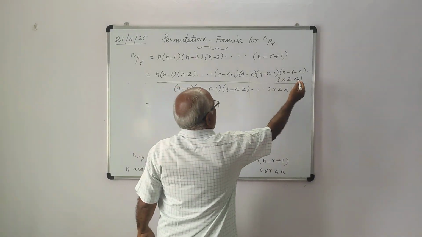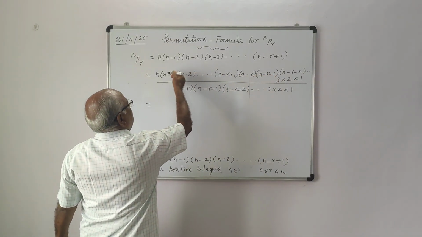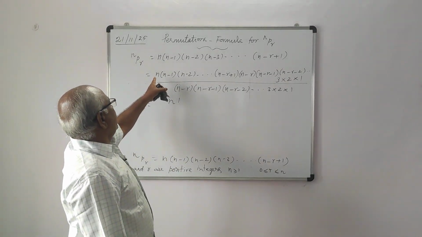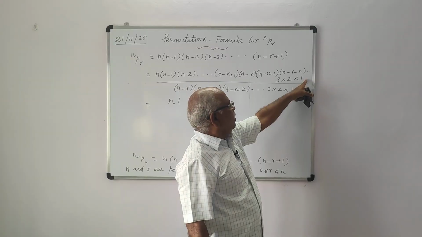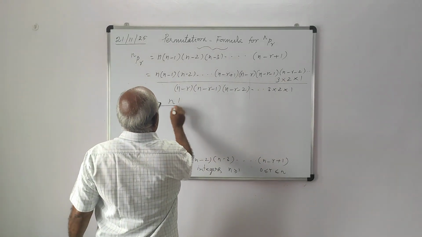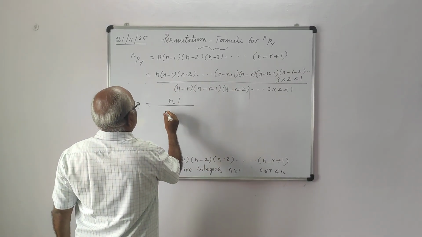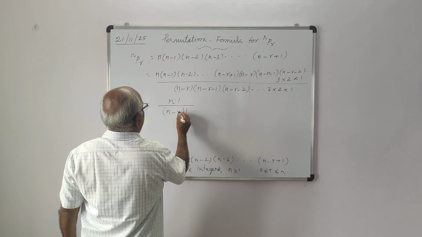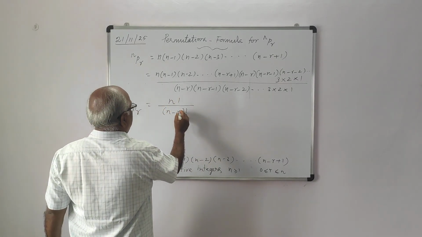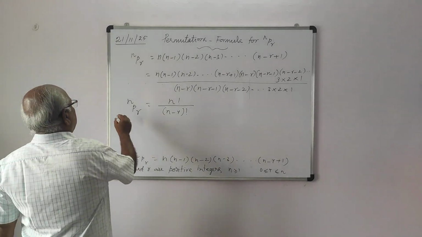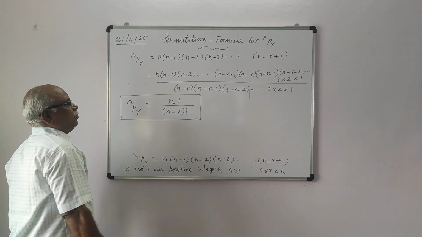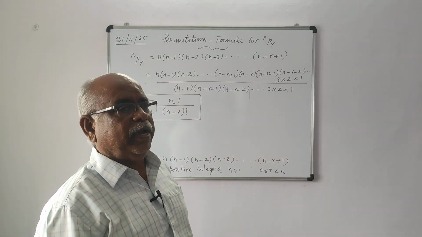From the numerator, I can write 1 into 2 into 3 into etc., up to n only you have. Therefore, the numerator is n factorial. The numerator starts from n and ends with 1, therefore the product is n factorial. The denominator starts with 1 and ends with n minus r. Therefore, the denominator is n minus r factorial. So, this is the formula for nPr. nPr equals n factorial by n minus r factorial. This is the formula for nPr.